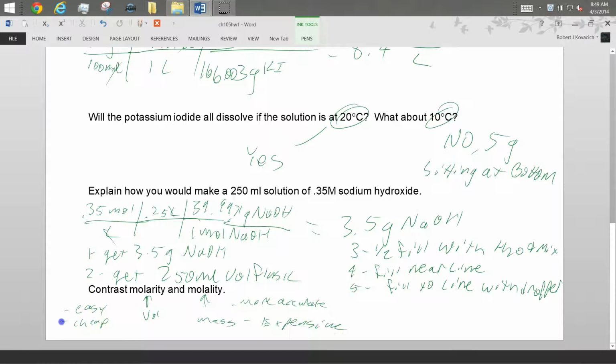And the bad thing about the molarity one is it's temperature dependent. So if you've got a vast temperature change, you'll have changes in concentration. And so this guy is temperature independent. We don't care what happens to the temperature if we're calculating everything based off of mass.